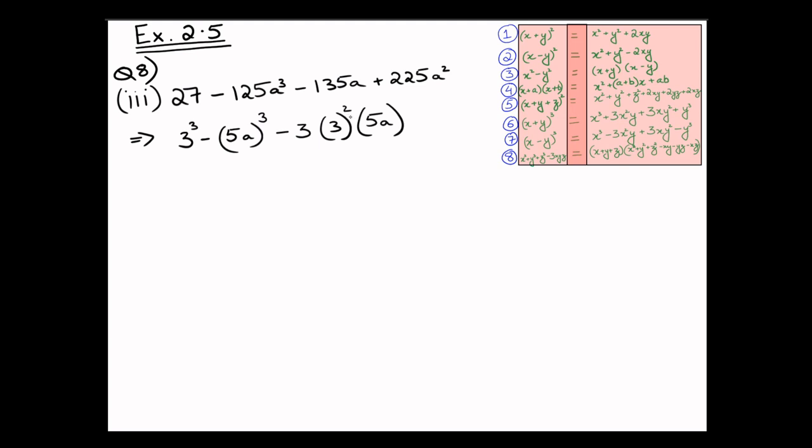I can just quickly check that this will be equal to minus 135. So 3 cube is 27. 27 times 5 is minus 135, the minus sign. So we're good. And this is plus 3 into 3 into 5a whole square. This gives us 3 minus 5a whole cube.